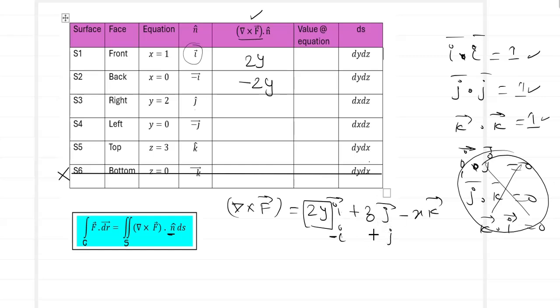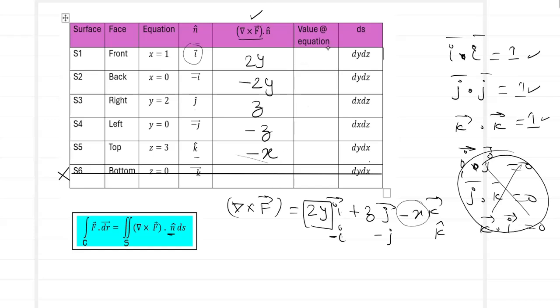Only this j component will exist. Remaining things will vanish. So what will be the value of it? It will be z. So when I take it as minus j cap, what will exist? You will have minus z. When I take the dot product with k cap, what will exist? You will have this quantity, minus x, to exist. So my del cross f dot n cap has been evaluated.